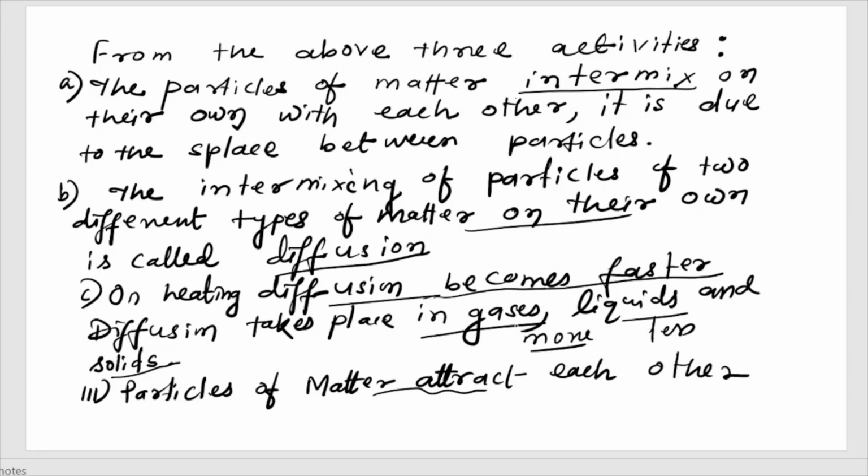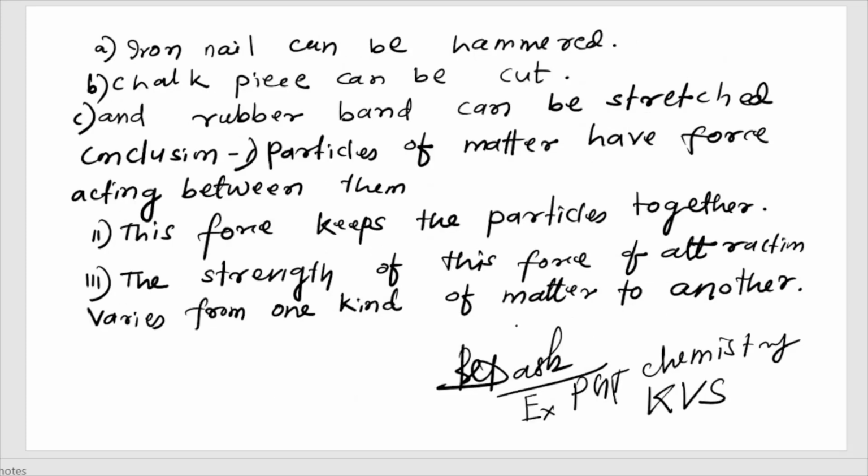पार्टिकल्स ऑफ मैटर अट्रैक्ट ईच अदर. कैन यू बिलीव, विश्वास कर सकते हैं. सॉलिड इतना क्लोज में है, इतना अट्रैक्शन ज़्यादा है, इट लुक्स लाइक वेरी सॉलिड, इट कांट फ्लो. हम लोग आगे सॉलिड लिक्विड गैस पढ़ेंगे. जैसे हम आयरन जानते हैं ये सॉलिड है, उसको हैमर में मार सकते हैं, थिन पतला बना सकते हैं. चॉक पीस ब्रोकन हो सकता है, पीस को कट कर सकते हैं. रबर बैंड को स्ट्रेच कर सकते हैं, छोड़ने से रिस्ट्रेच में वापस आ जाएगा. ये सबसे कंक्लूजन पता चल रहा है, पार्टिकल्स ऑफ मैटर हैव फोर्स एक्टिंग बिटवीन देम.